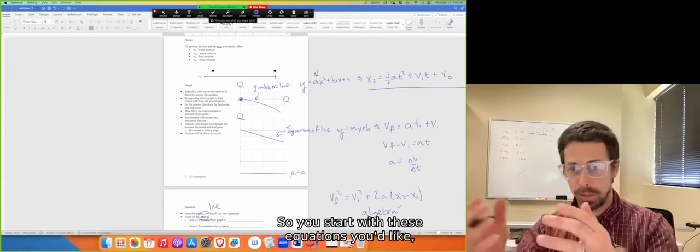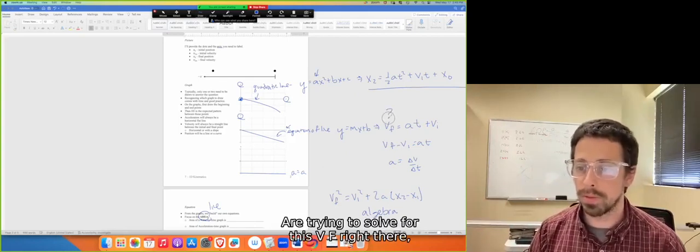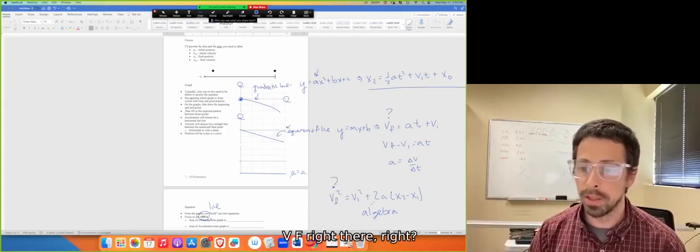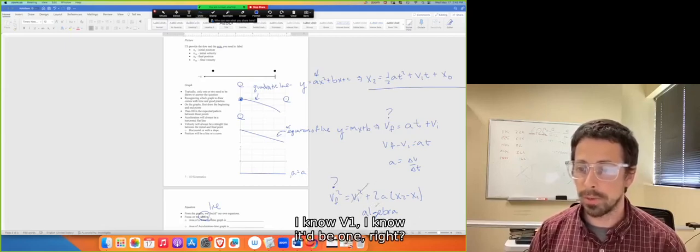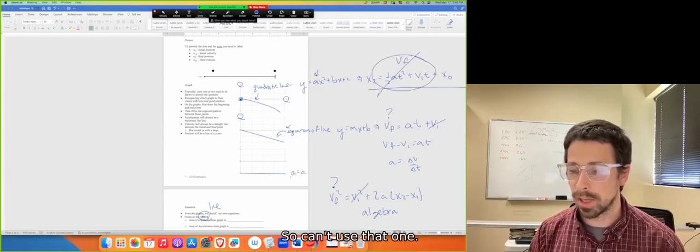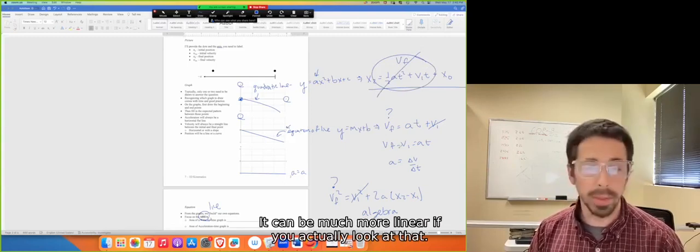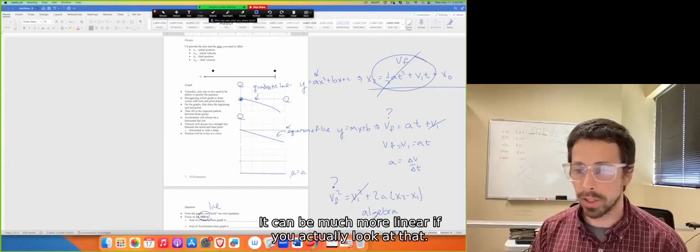So you start with these equations, and you ask, okay, what am I trying to solve for? I'm trying to solve for this vf right there. I know vi, I know vi. Let's see, vf is not in here, so I can't use that one. All right, not a very linear process going on here. It can be much more linear if you actually look at that.